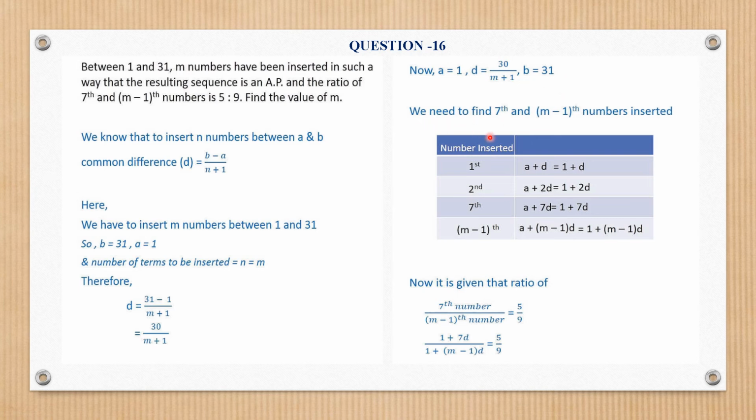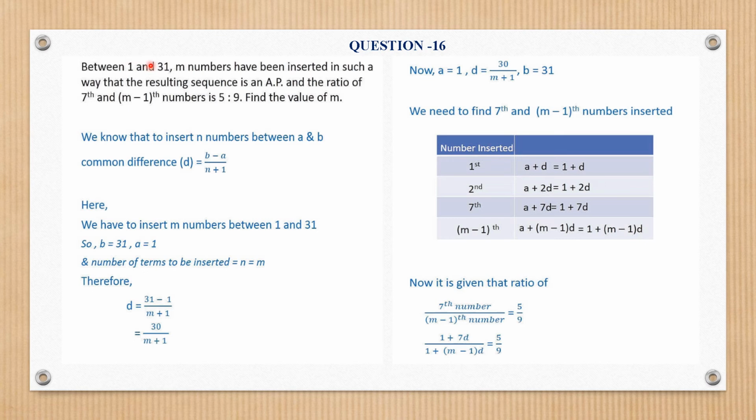Now we need to find the 7th and m minus 1th numbers. Now remember students, it's not the 7th term and m minus 1th term. It is the 7th number. The first term is 1, the last term is 31. So in between the numbers, the 7th number actually means the 8th term. See from here, if after this one there are 7 numbers, you have to search the 7th number, it will be the 8th term.